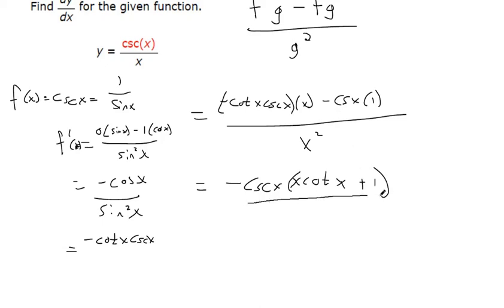Factored out a negative 1. So that's the same thing. Both these are the same thing. This just looks a little better. So negative cosecant x times x cotangent x plus 1 all over x squared.